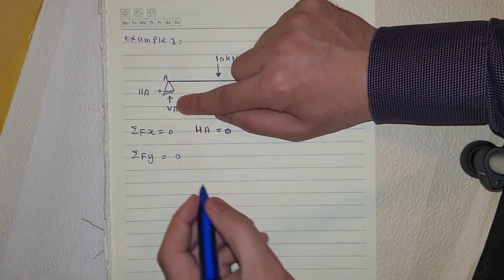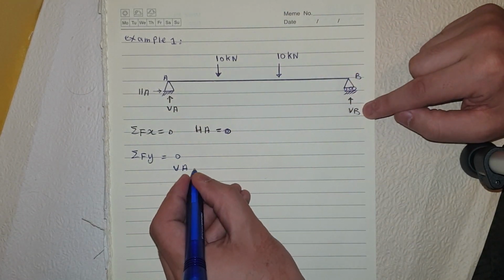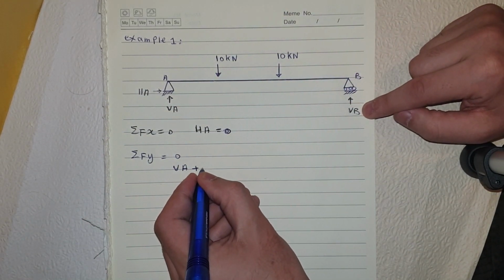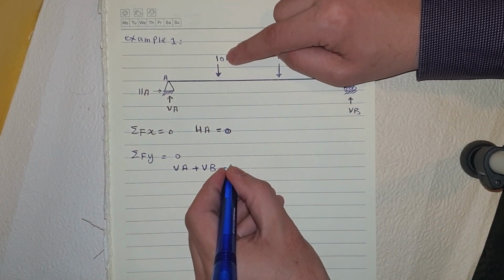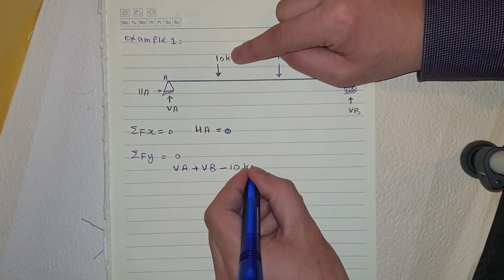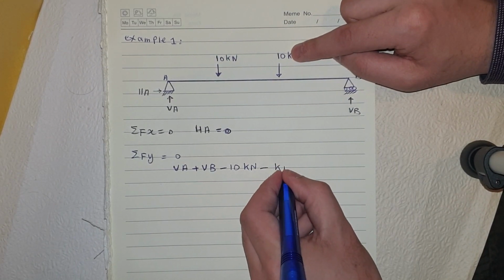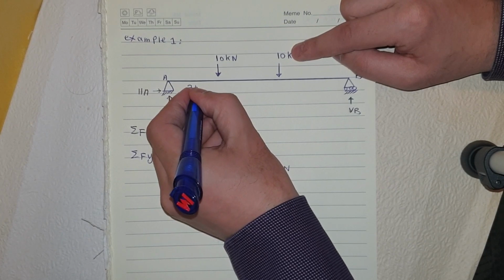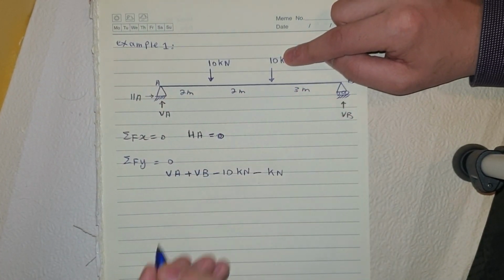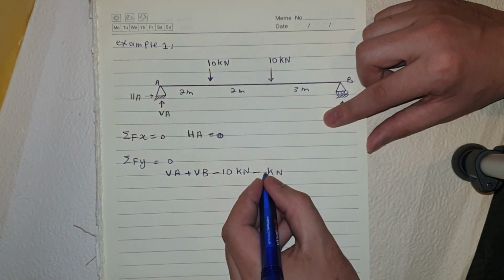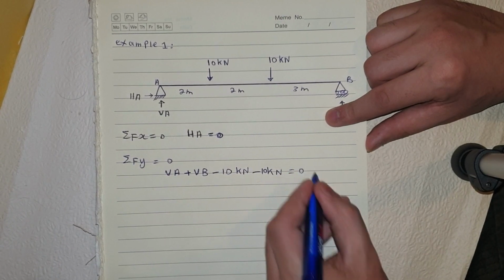So I have VA plus VB, because they act in the same direction, minus 10 kilonewton, minus another 10 kilonewton, with the distances being 2 meter, 2 meter and 3 meter, which is equal to 0.